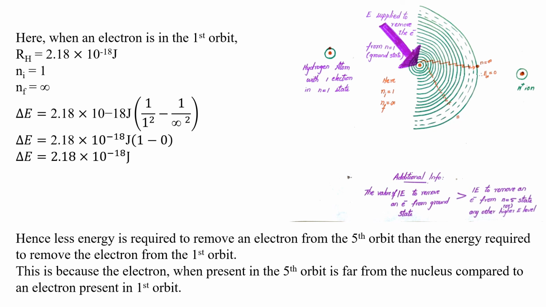So if you compare the values of these two energies, delta E when you remove an electron from the fifth orbit and delta E when you remove the electron from the first orbit, you find that less energy is required to remove an electron from the fifth orbit than the energy required to remove the electron from the first orbit. Clear?